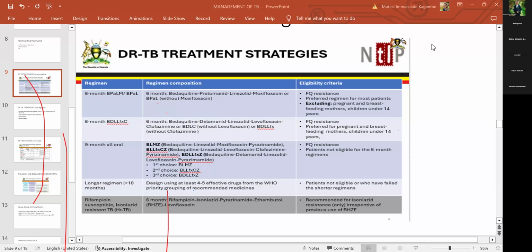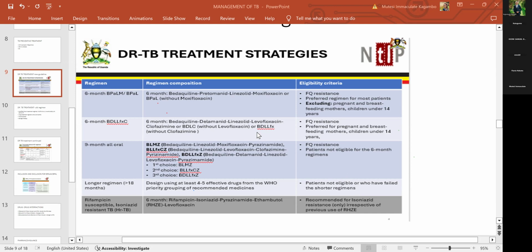Pretomanid has not been researched very well in pregnant women and children. So those below 14 and those who are breastfeeding and are pregnant should not take pretomanid-based combination. And therefore, for them, they can benefit from the second category here. The next 6 months, do you see this? There's no pretomanid in that regimen. It has bedaquiline. It has another new drug which came also around 2019 called delamanid. It has levofloxacin, and it has cycloserine. So for those who are pregnant, those who are below 14, those who are breastfeeding, that's the regimen they use.